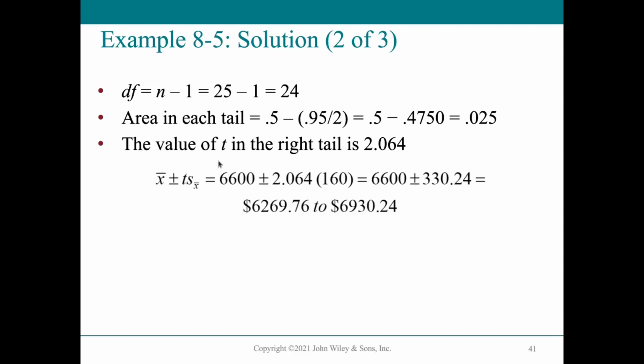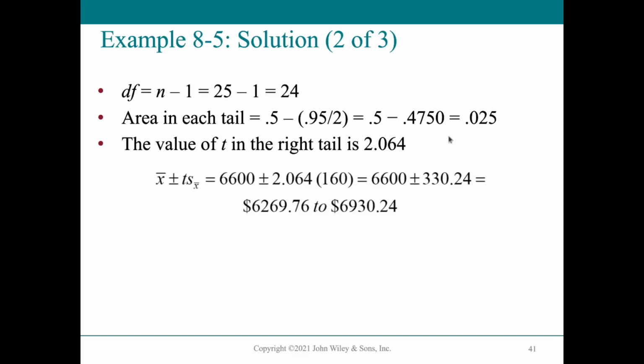Sorry, not 0.5, 0.05. Because 1 minus 0.95 is 0.05. 0.05 divided by 2 is 0.025. And that is the area that we are going to aim for. Using the table, we are going to look for the area beneath the curve of 0.025.